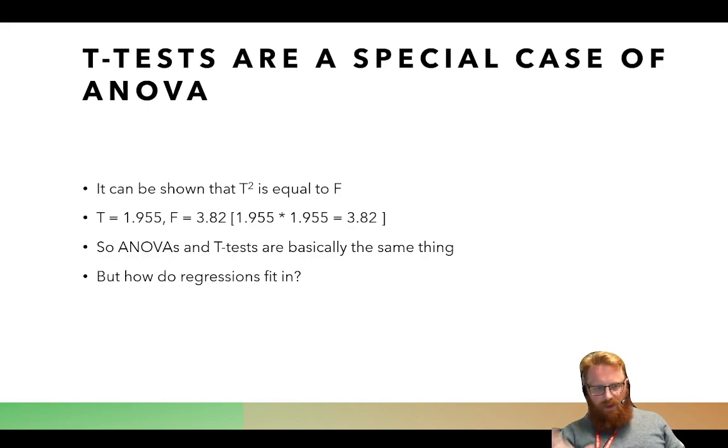So ANOVAs and t-tests are the same thing. T-tests are just a special case of ANOVAs where you've got two groups. How does regression fit into this?